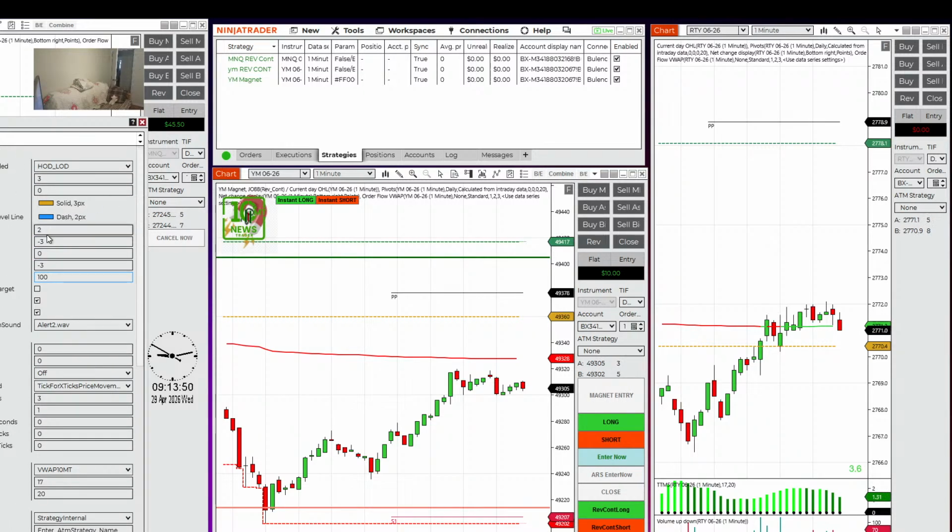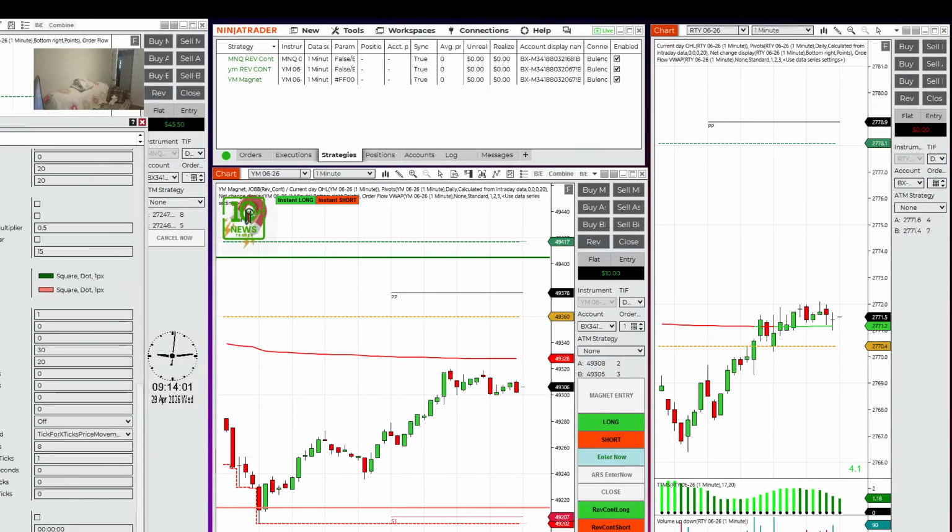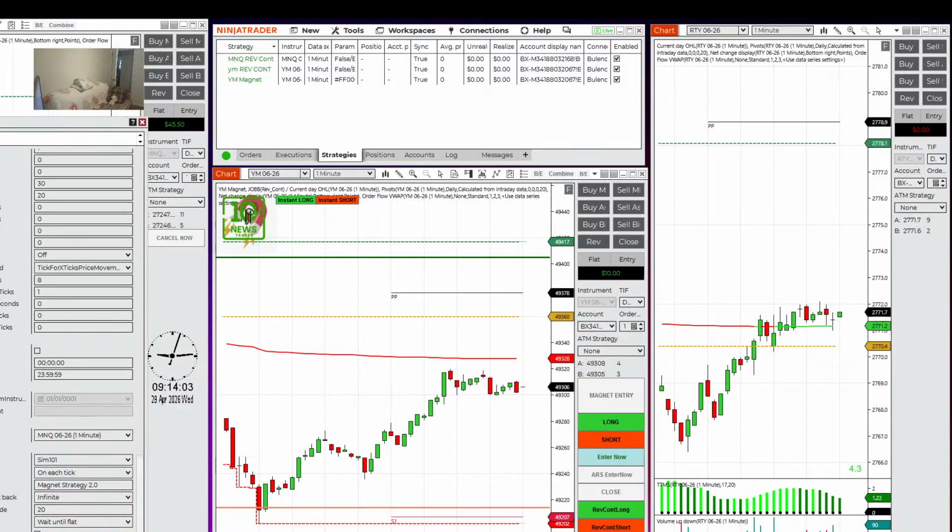So our magnet, default target. You notice the only thing I really changed is the stop and the magnet mode. Is it a high of day magnet or are we going to target something else? Then all I'm doing is labeling it MNQ magnet and I'm choosing the account I traded in. So all these settings, all these items and fields, you don't even have to worry about most of them. Most of them are default and you don't have to worry about them at all.